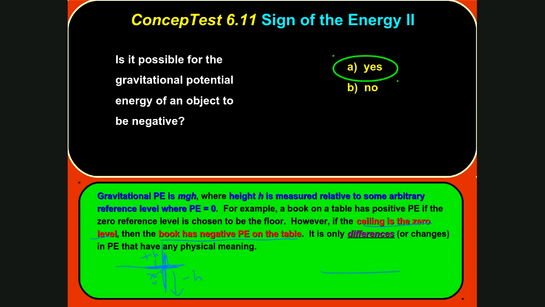It's up to you. If you choose upwards as positive and downwards as negative, then going up will be positive and coming down will be negative. Obviously, your potential energy will be negative below the reference. Hence, is it possible for gravitational potential energy of an object to be negative? Yes, it is possible.